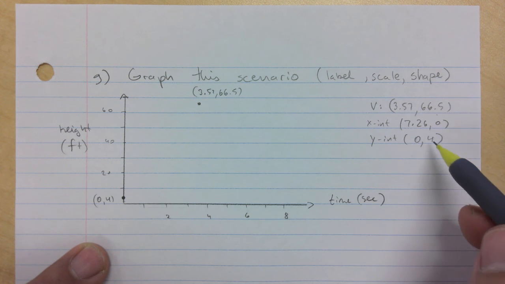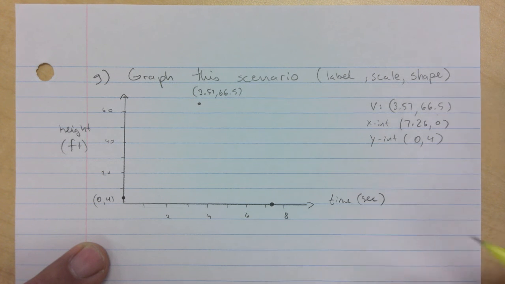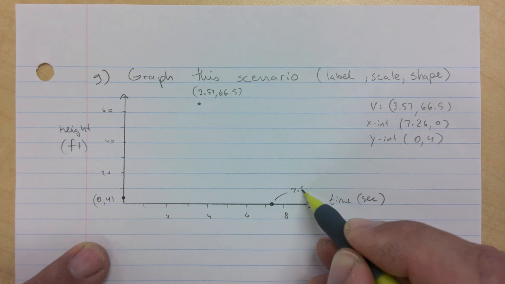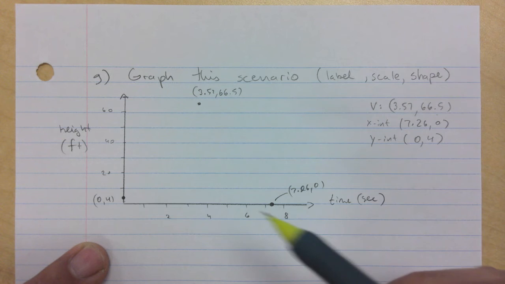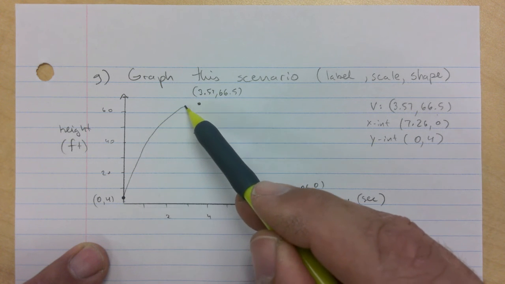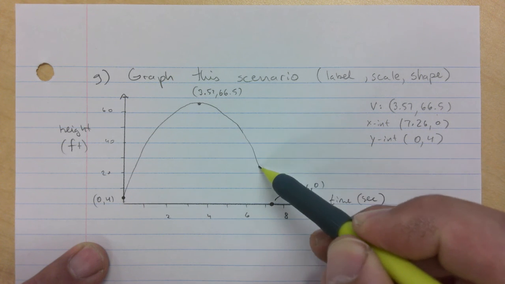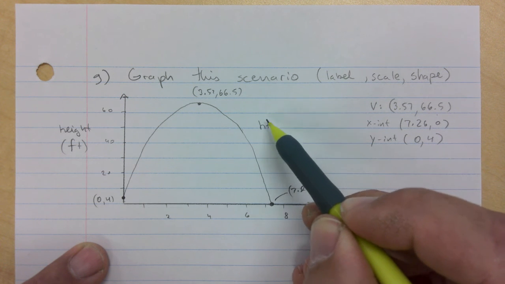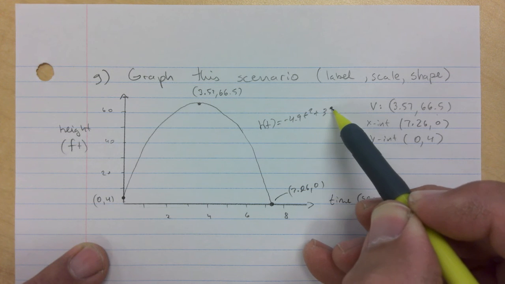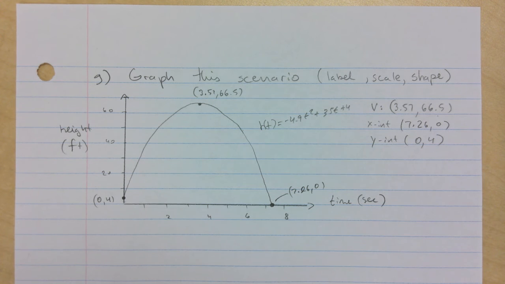Now, 7.26 is, this is 7. 7.26 is right about here. So now I'm going to go up, but not straight to the vertex. You kind of want to curve into it and then come back down. h(t) is equal to negative 4.9t squared plus 35t plus 4. I have everything I need on this graph right now.